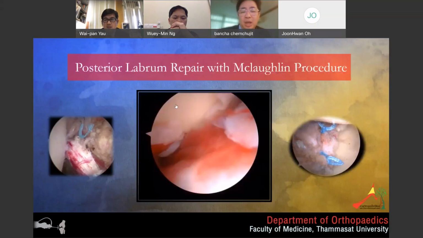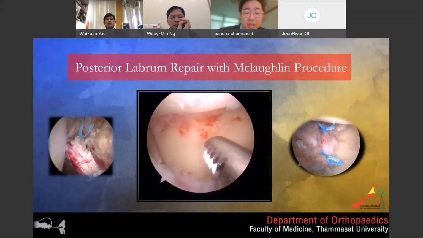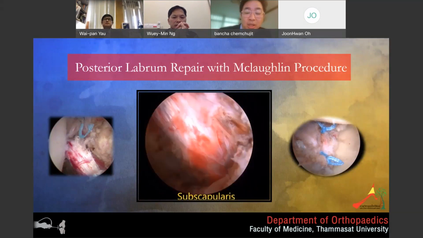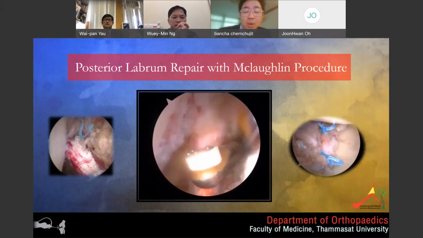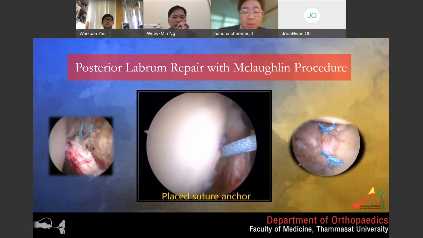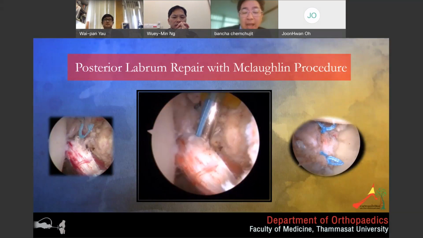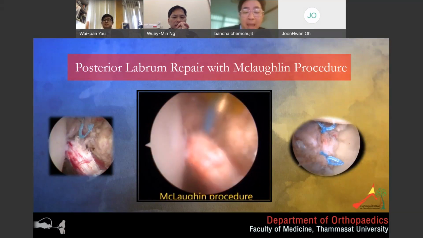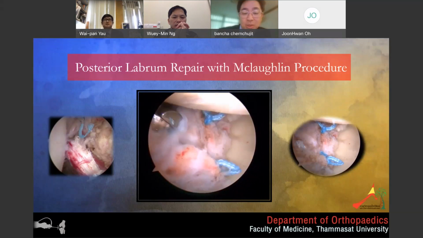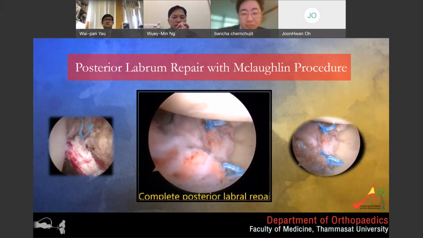So I discussed with the patient that I will try to do arthroscopic release first. We get in the joint, try to release the rotator interval and slowly externally rotate, and finally we can reduce the head back. Then we do the McLaughlin procedure, put the suture anchor at the defect and repair the subscap back. After repairing the subscap, the head was reduced to the center, and we performed the posterior labral repair.